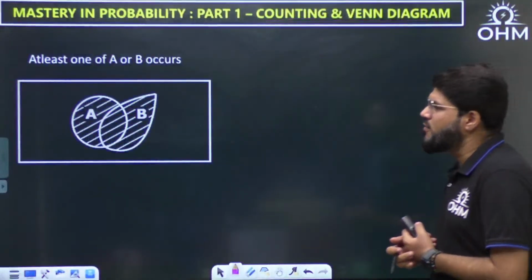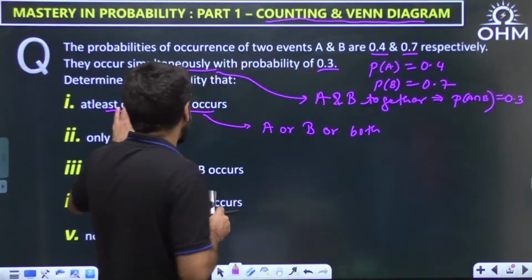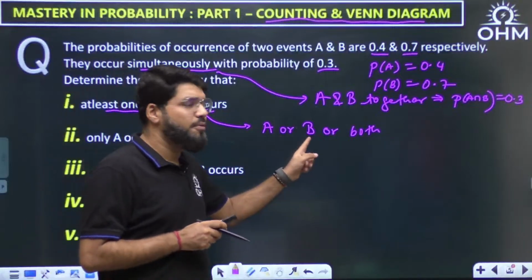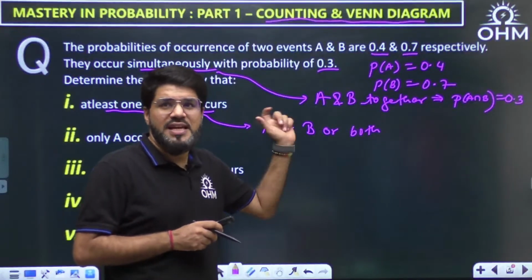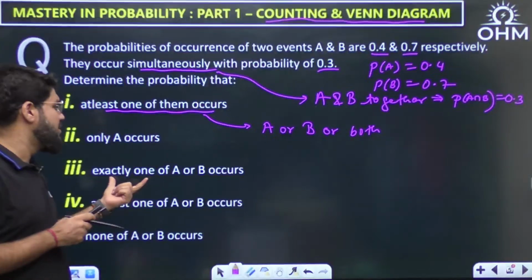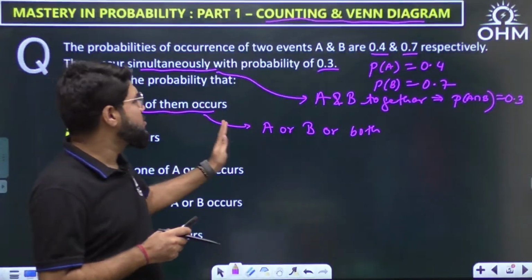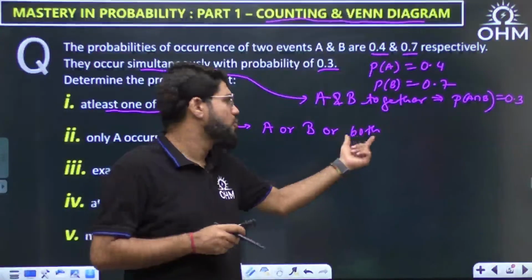Like at least one of A or B occurs. That's what I'm telling you. At least one of them occurs, either A or B or both. At least one. I don't say exactly one. That is the next case, number three, exactly one occurs. I'm telling at least one, A or B or more than one, like both can also occur.